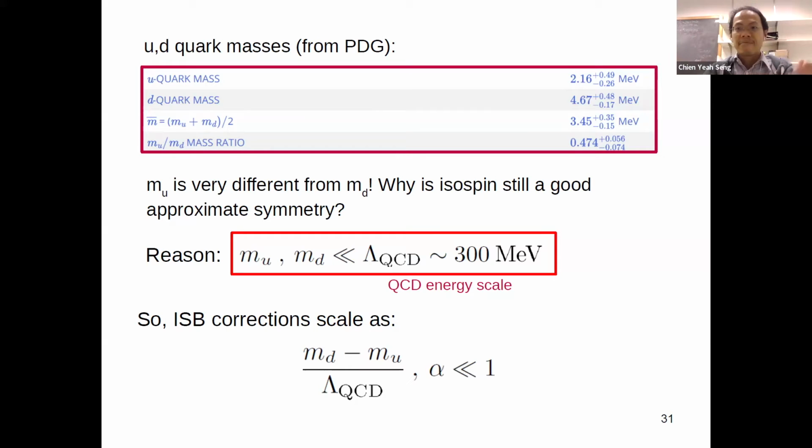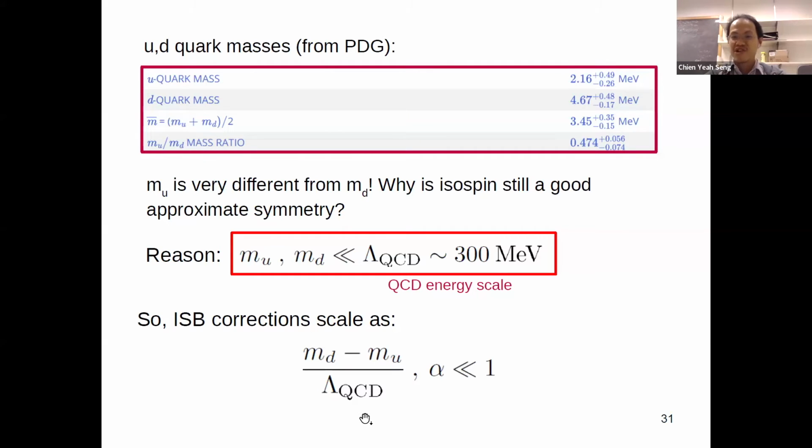And the reason is that it's not about the relative size between the up and down quark mass, it's about its absolute size. So the up and down quark mass is much smaller compared to a natural scale of QCD. We call it the QCD energy scale, which is roughly speaking the scale where the strong coupling constant just blows up, around 300 MeV. So if you consider the isospin breaking effect, it is mu minus md divided by something, because you want a dimensionless expansion parameter. And the natural choice of the denominator is this QCD energy scale.